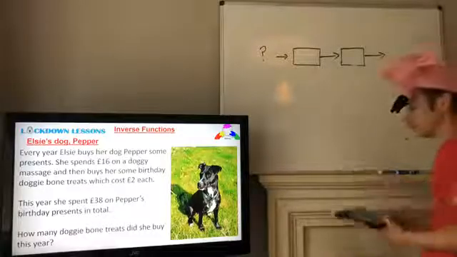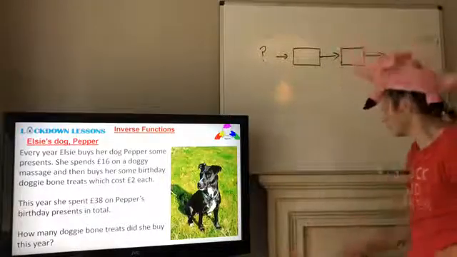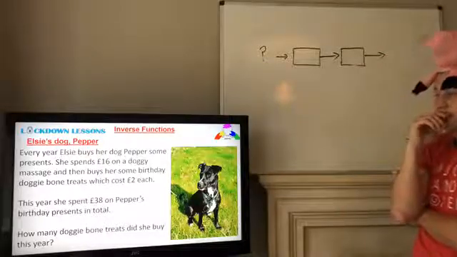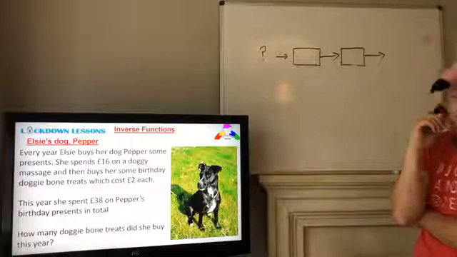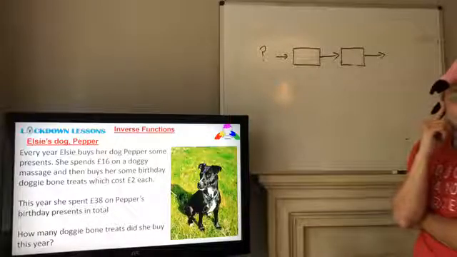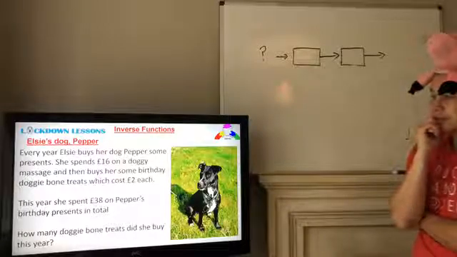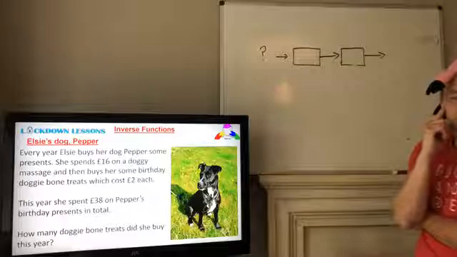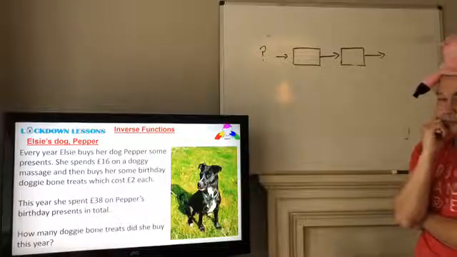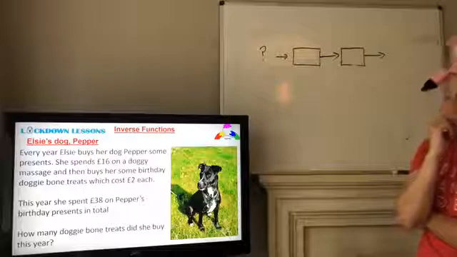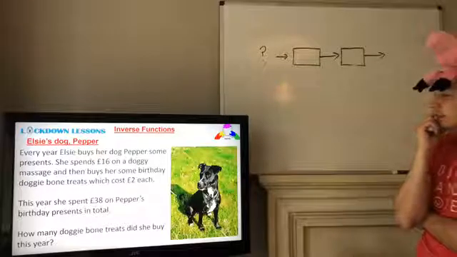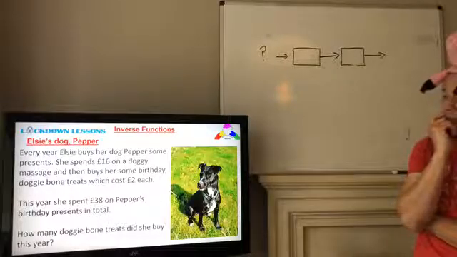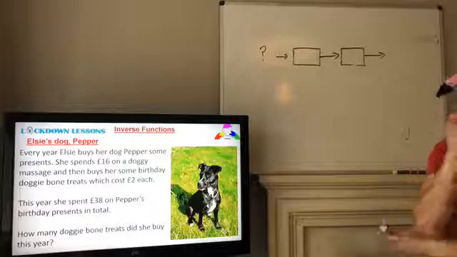Excellent work. So I still have £22. If I get one doggy bone, that's £2, so I need 11 doggy bones. So it's 11 doggy bones. Well done. Try and write down.